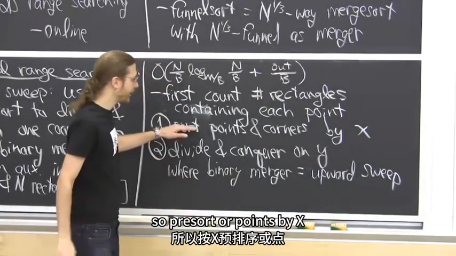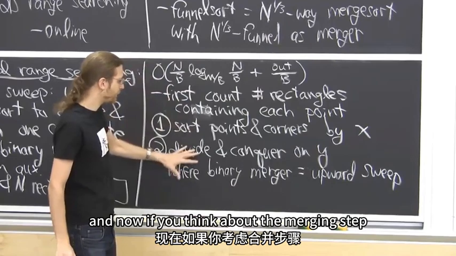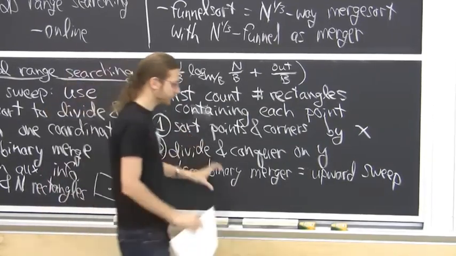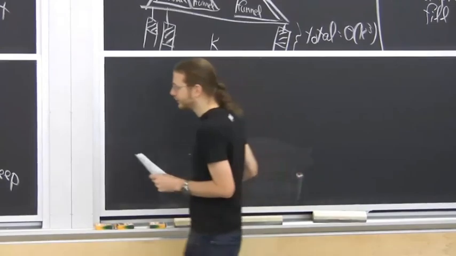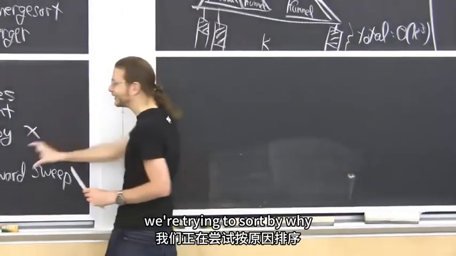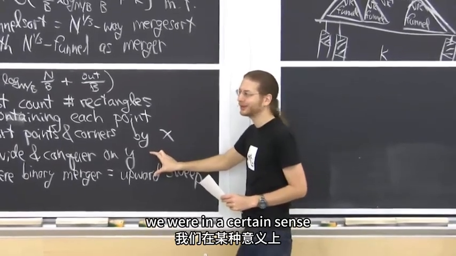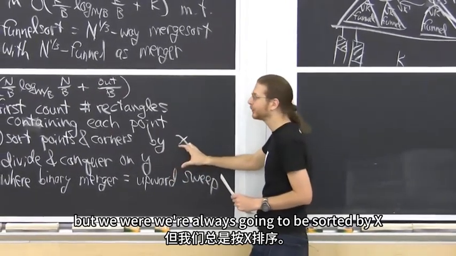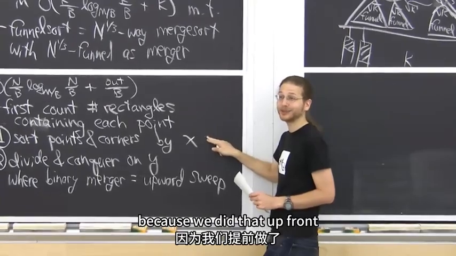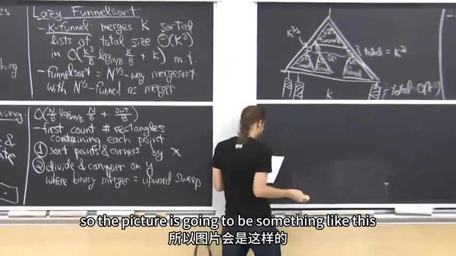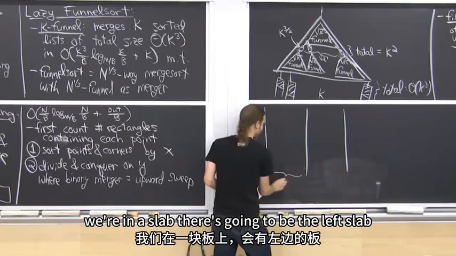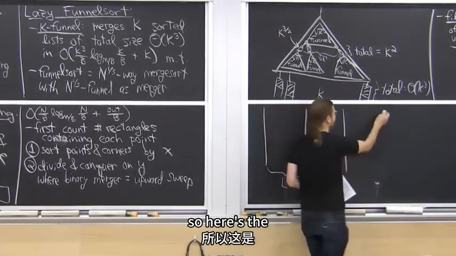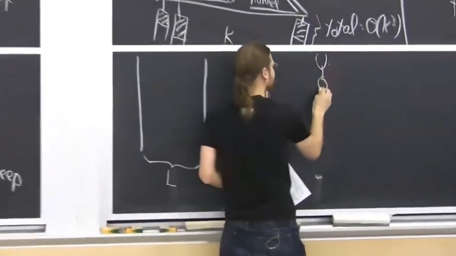So we pre-sort our points by x. And now, if you think about the merging step, what this means, it's confusing. We're trying to sort by y. We were in a certain sense, but we're always going to be sorted by x because we did that up front. So the picture is going to be something like this. We're in a slab. There's going to be the left slab. So here's the binary merger.